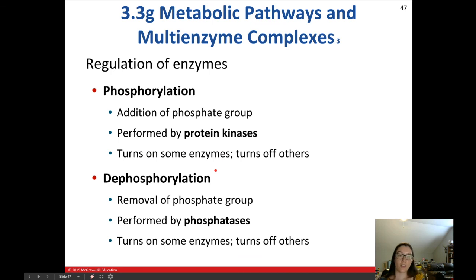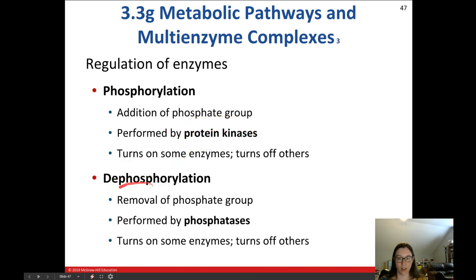So another way we can regulate enzymes is by phosphorylation or dephosphorylation. Phosphorylation is the addition of a phosphate group, and this is performed by protein kinases. And this turns off some enzymes and turns on others. We'll talk a lot about protein kinases. So adding and removing phosphate groups are pretty important for a lot of things.